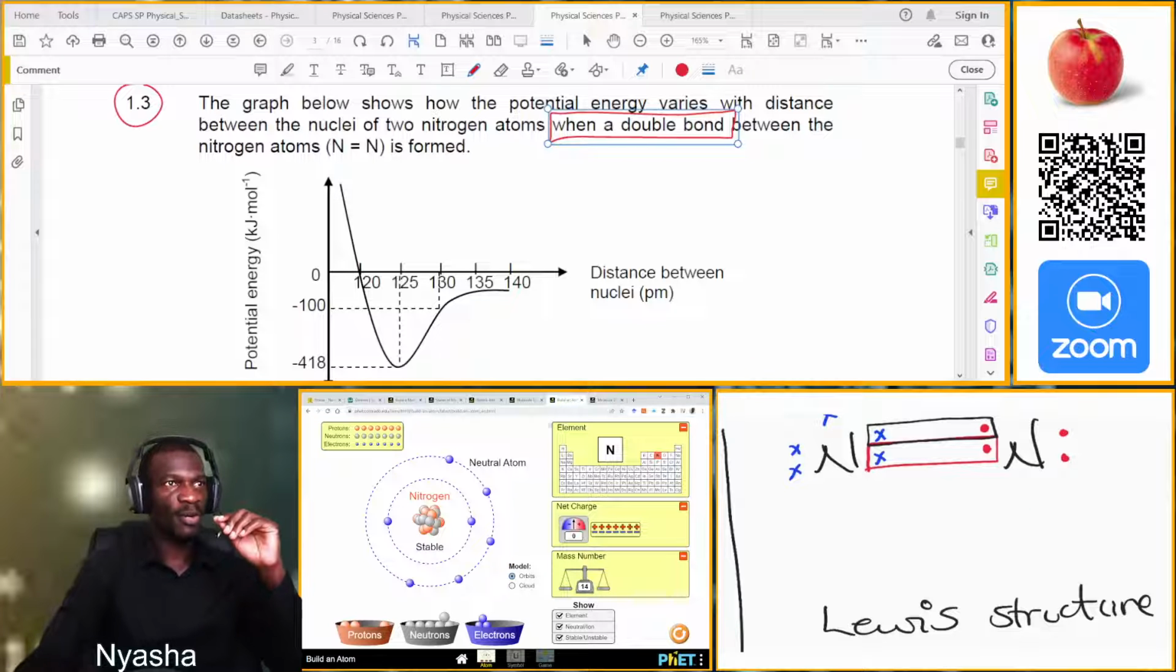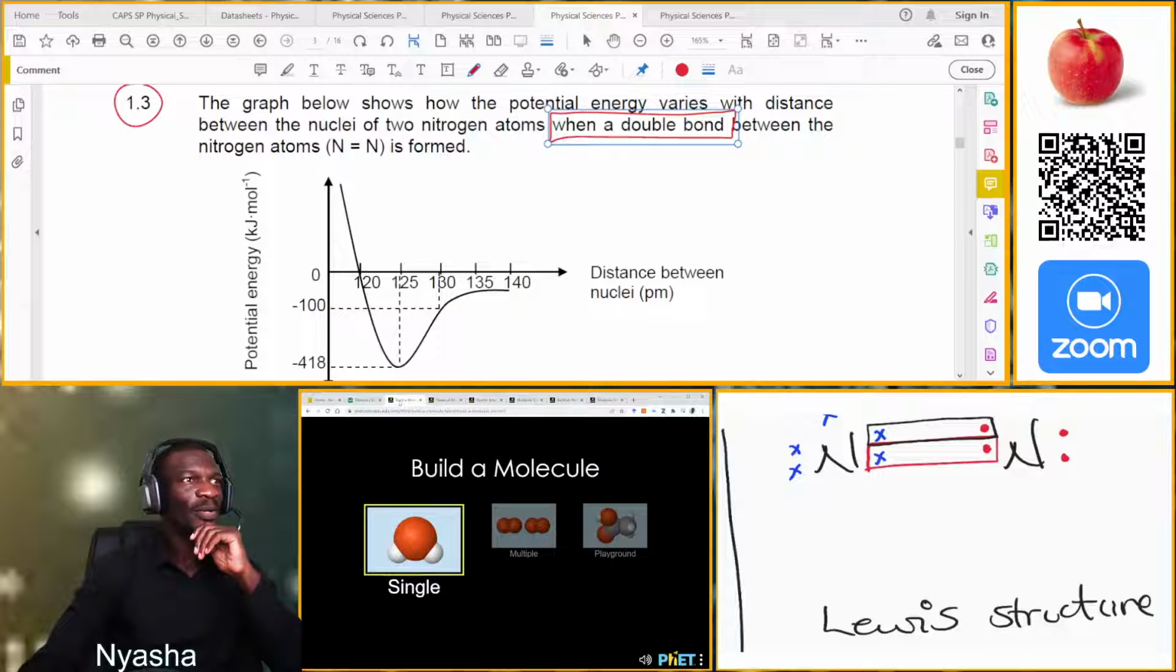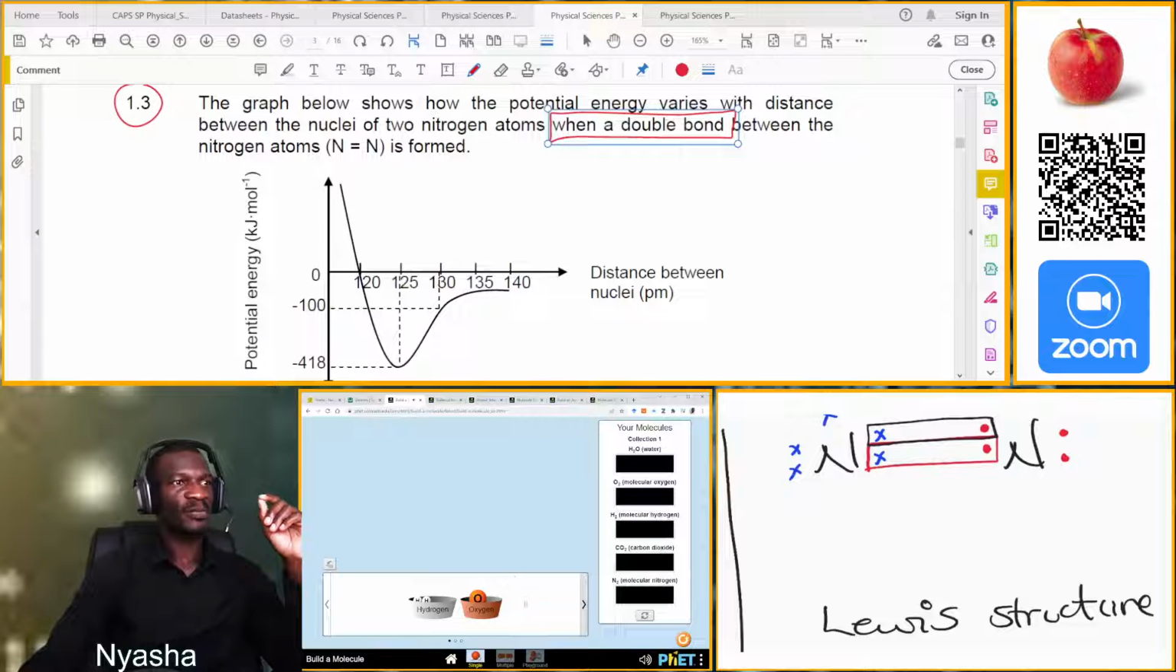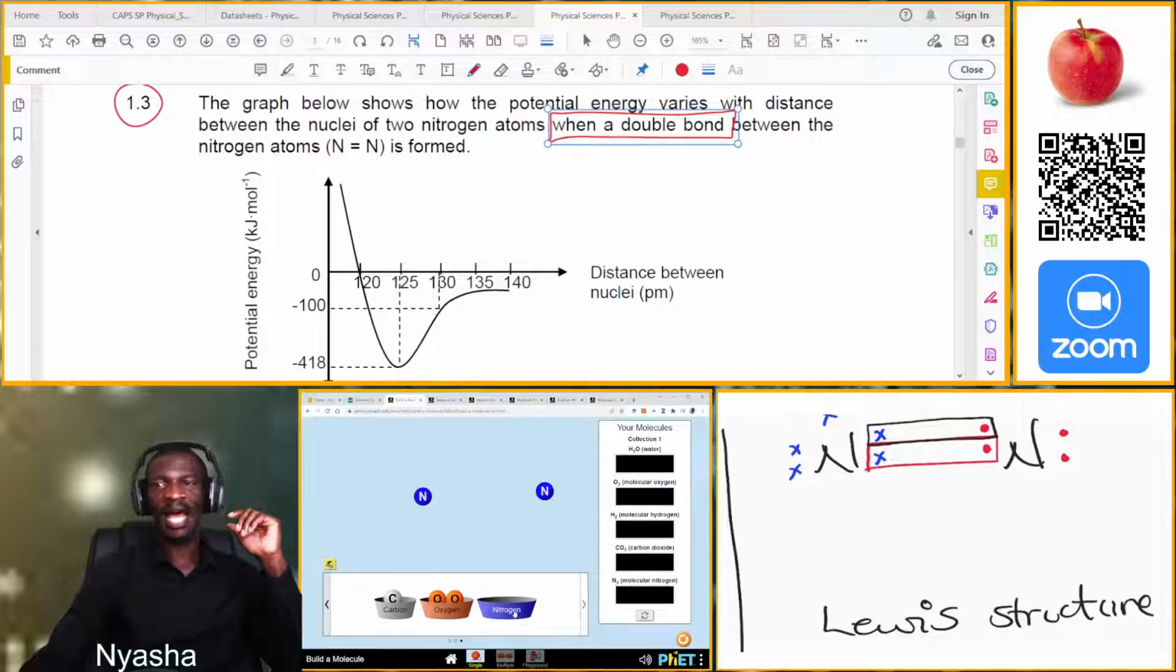So if we have a double bond, let's also see how we can build such a molecule, right? According to what we have here, we are looking for 2 nitrogens, molecular nitrogen. So I'll just try to see if we can find some nitrogen. Yes, we have some nitrogen here. So that's our first nitrogen, and that's our second nitrogen atom. Now let's make a nitrogen molecule. So we'll just put them together. So now we have a nitrogen molecule.